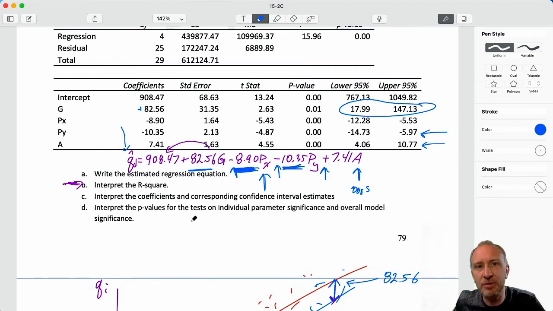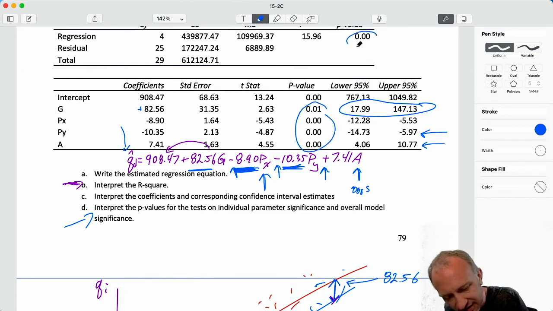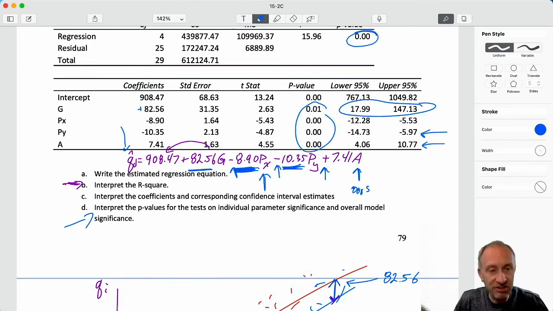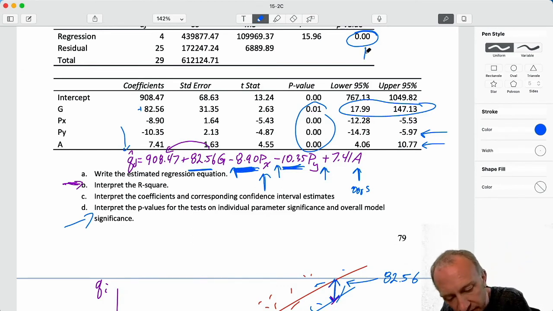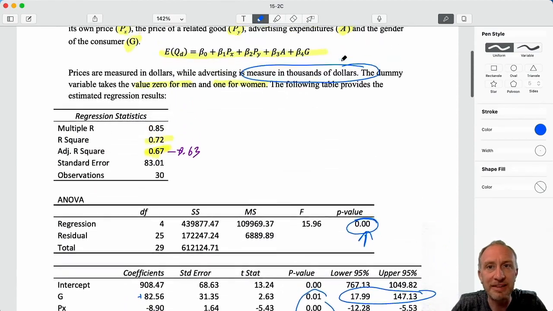We've gone through pretty well everything. Last bit, those p-values: everything is statistically significant. Our gender, prices, advertising, they're all individually statistically significant. The model itself is also found to be statistically significant, which means that the person's gender, the product's price, price of related goods, and advertising expenditure all together capture a statistically significant amount of the variation in quantity demanded. Okay, so that's it for our last problem in subsection 2.